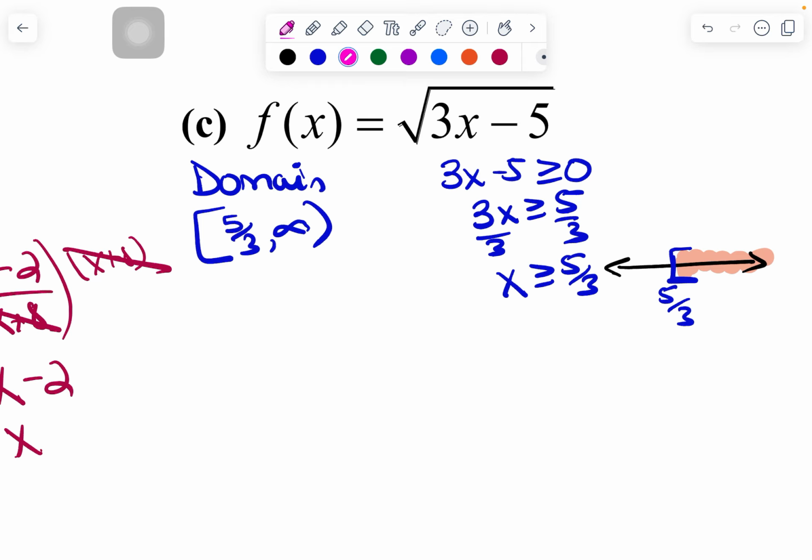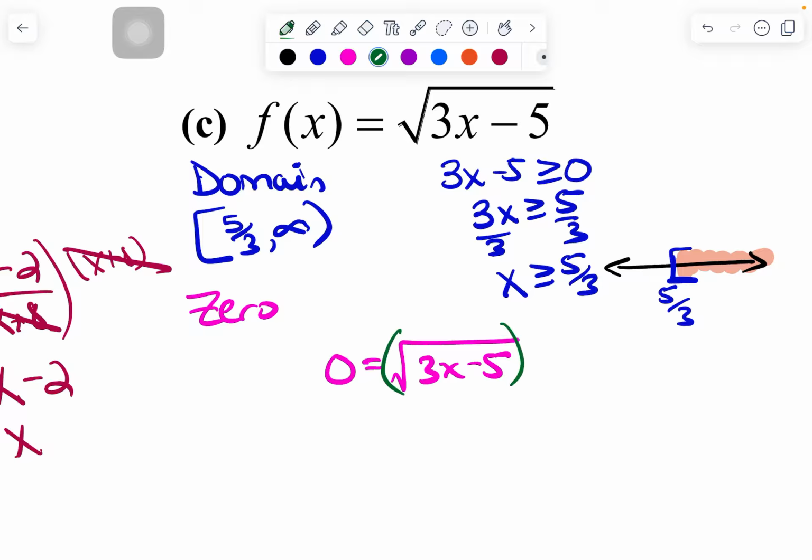But then I want to find my zero. What makes this function equal to 0? So let's see. 0 is equal to the square root of 3x minus 5. Make the function equal to 0. To get rid of a square root, we're going to go ahead and square both sides. So 0 squared is still 0. On the right side, the square root and the square cancel each other out. They are inverse operations for a reason.